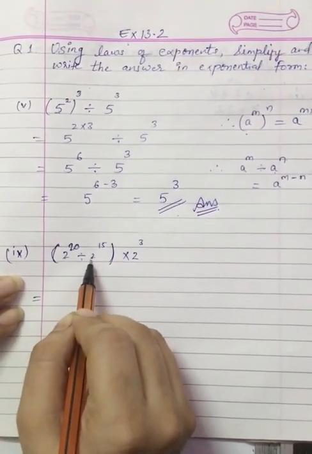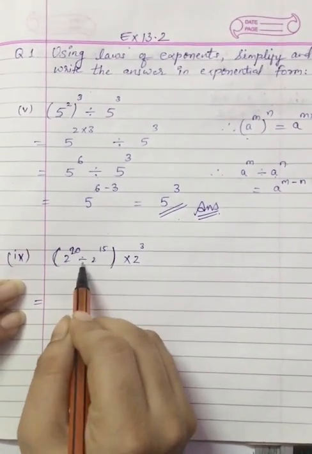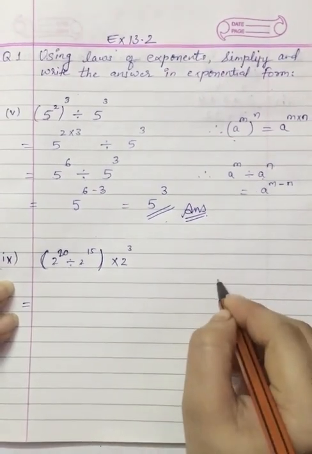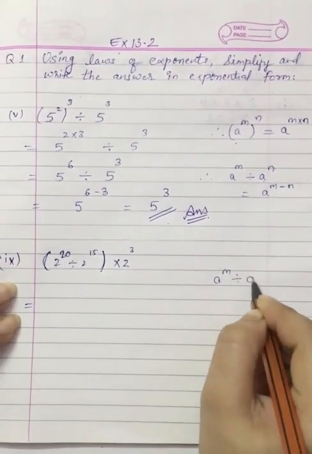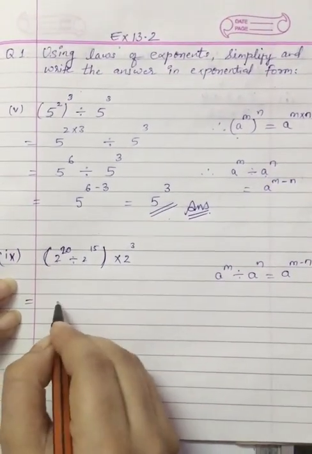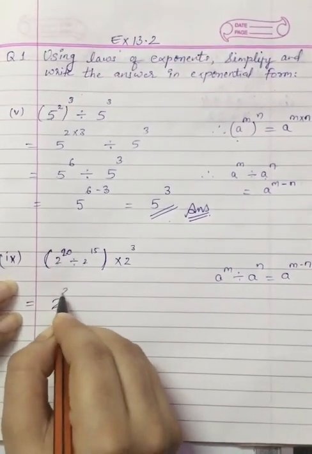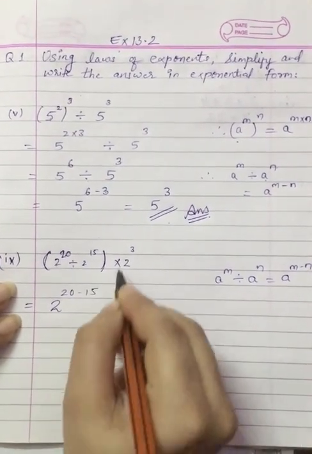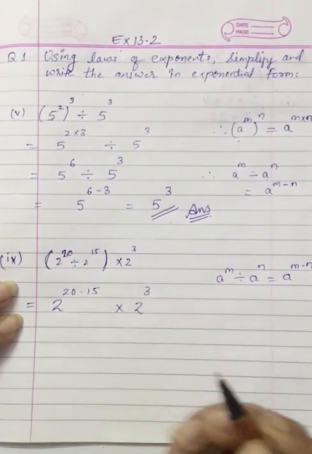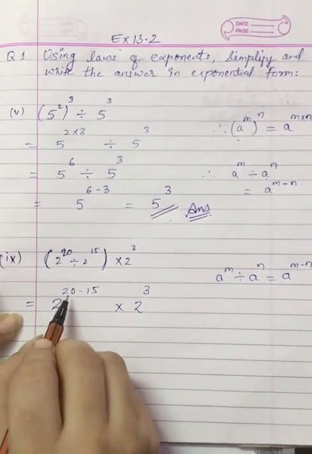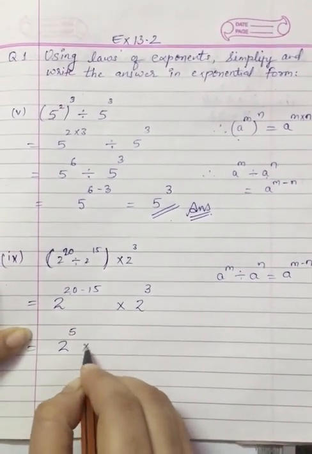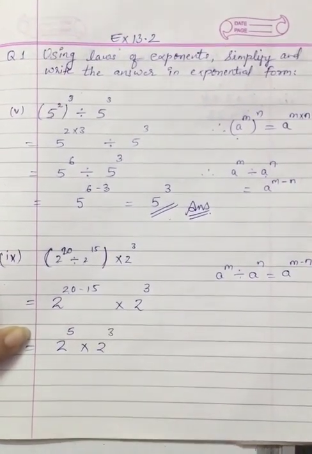Both bases are same, exponents are different, but they are in division. So we will apply the same law, a to the power m divide a to the power n is a to the power m minus n. So we will subtract the exponents. So 20 minus 15, multiply sign as it is and 2 to the power 3 as it is. Now 2 to the power 20 minus 15 is 5. Multiply 2 to the power 3.